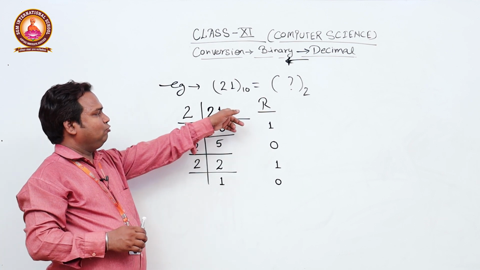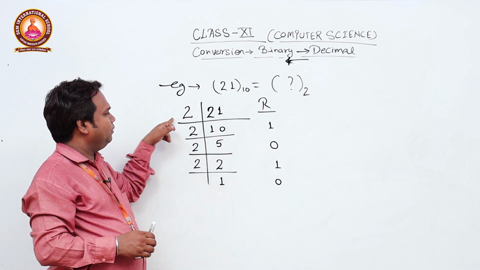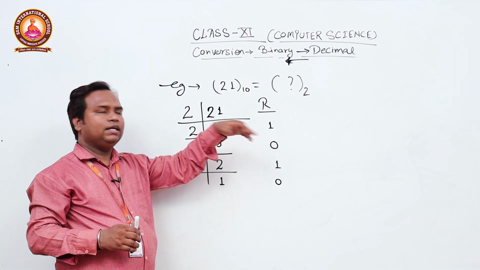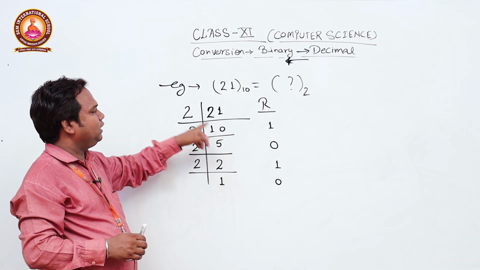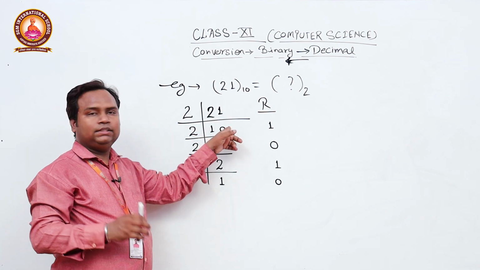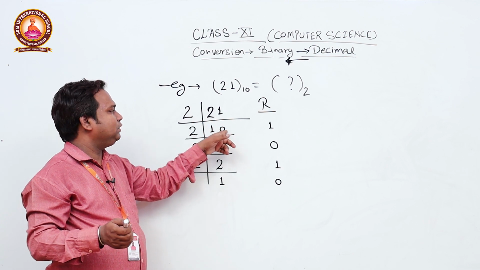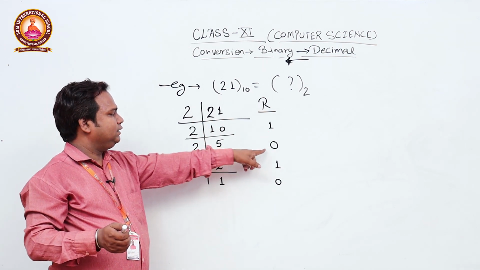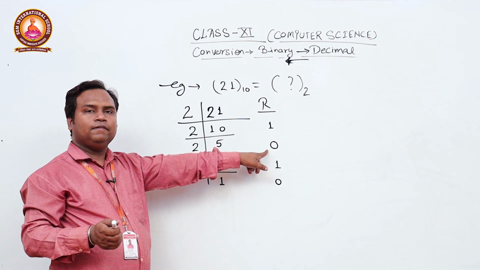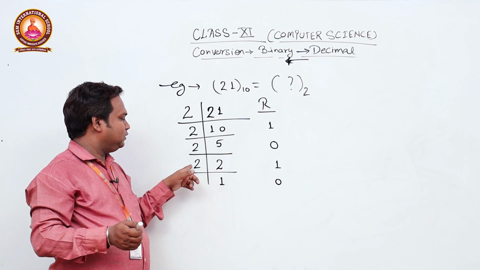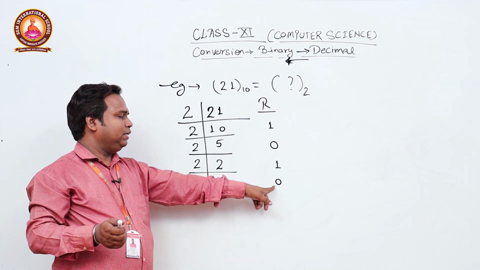Check it. The question is 21 divided by 2. 2 10s are 20, means remainder 1. Or another procedure, 2 1s are 2, 0 times, and 1 is the remainder. 2 5s are 10, means remainder 0. 2 2s are 4, remainder is 1, and 2 1s are 2, remainder is 0.